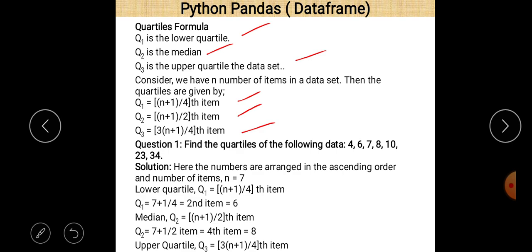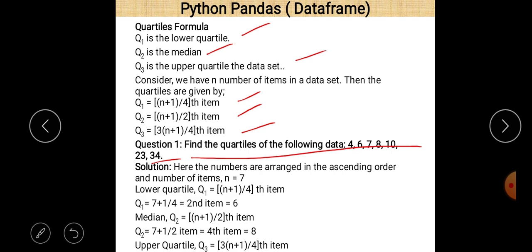So there is a simple example. First of all, let us start with a simple example. Find the quartiles of the following data: 4, 6, 7, 8, 10, 23 and 34. First of all, arrange the data in increasing order. It is already in increasing order, so no need to change the data. Then count the total number of observations. Here the total number of observations is 7.